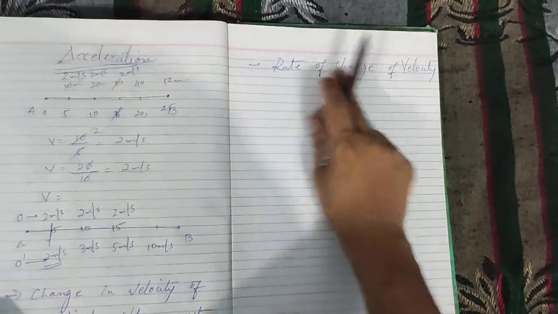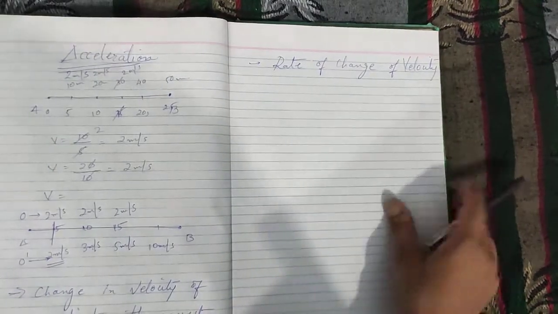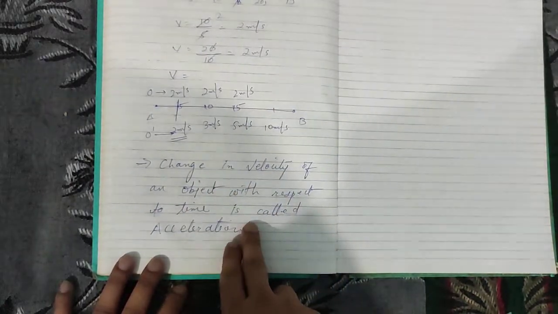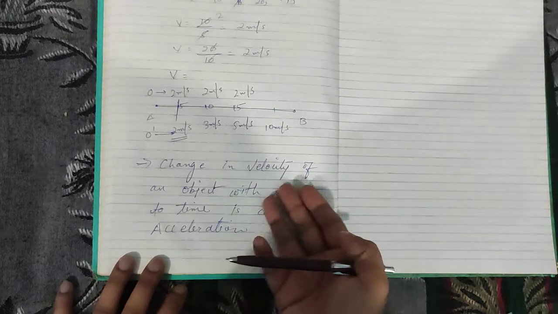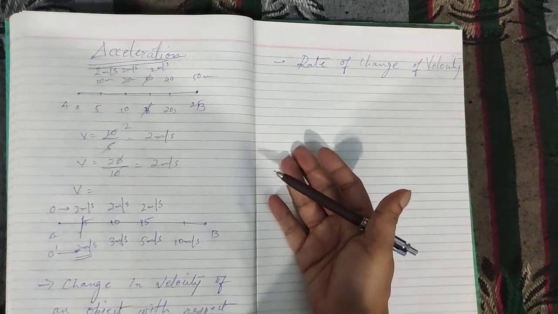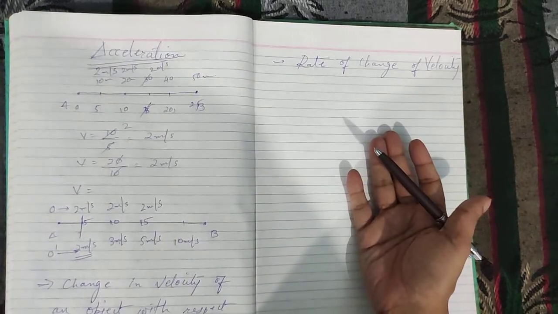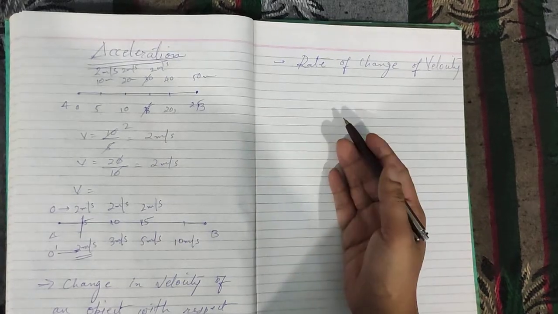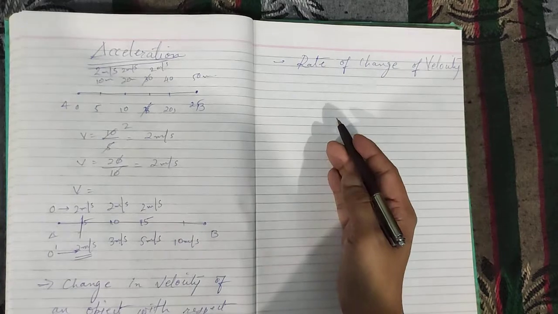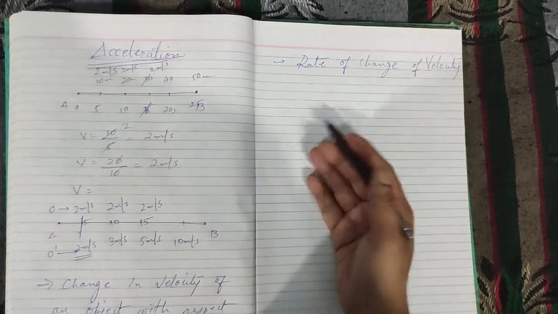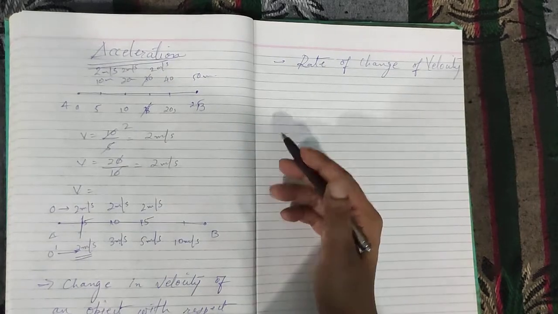However, this statement is somewhat confusing to many of the students. That is why I gave a simpler one: if the velocity changes with respect to time, then it is called acceleration, or change in velocity with respect to time is called acceleration. Whenever the object is in acceleration, the object's velocity changes, and if the object is in acceleration, it is not in uniform motion. So when the object's velocity is changing, then it is called acceleration.